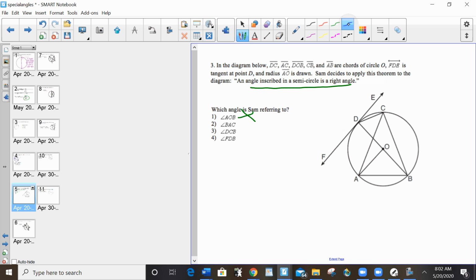BAC. Is BAC an inscribed angle? Yes. What's it inscribed to? What does it intercept? This piece goes to B. This piece goes to C. Is BC a semicircle? Is BC a diameter? Is it half of the circle? No. BD is the diameter. BC is not, which does not make it a right angle.